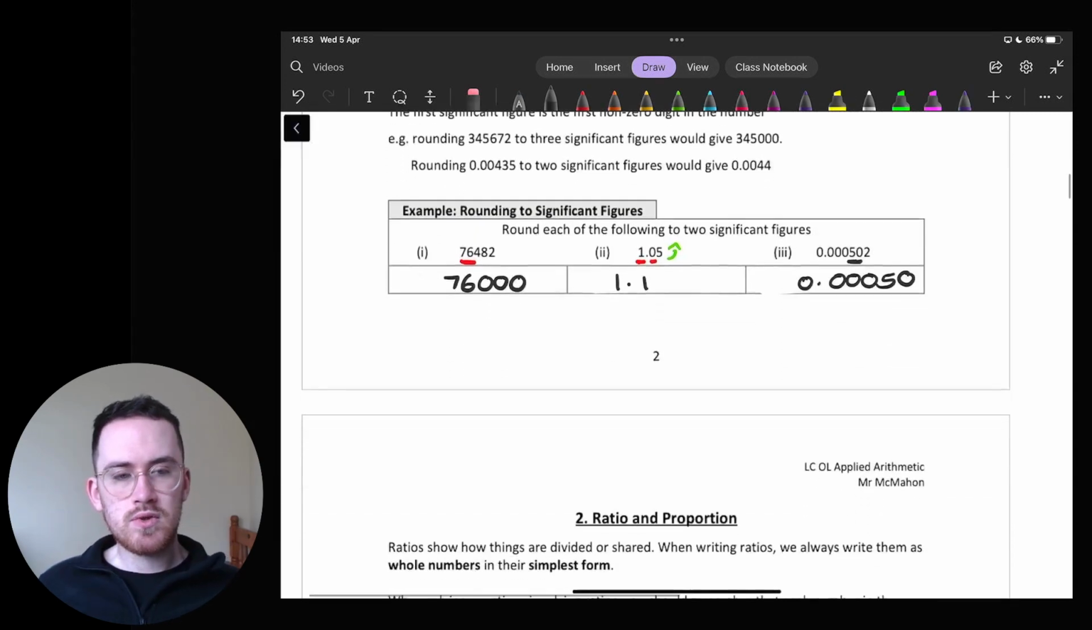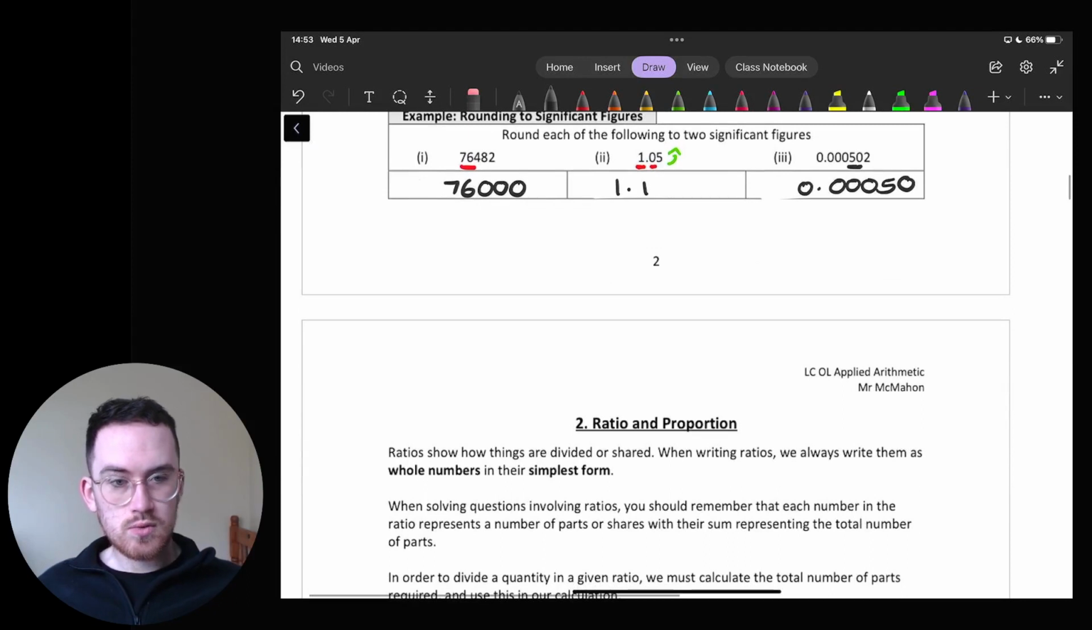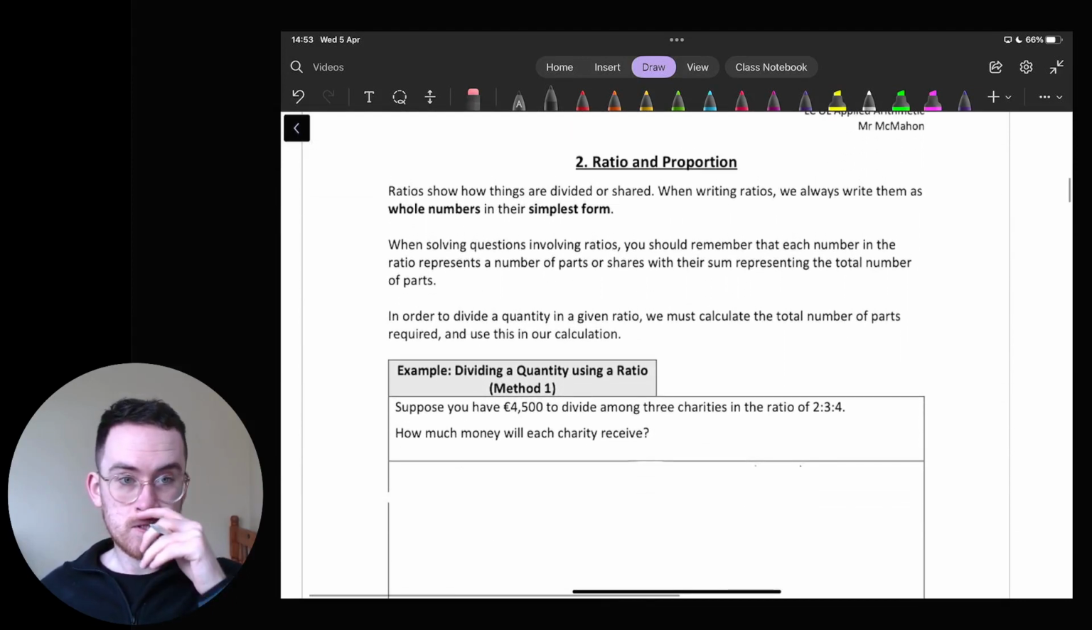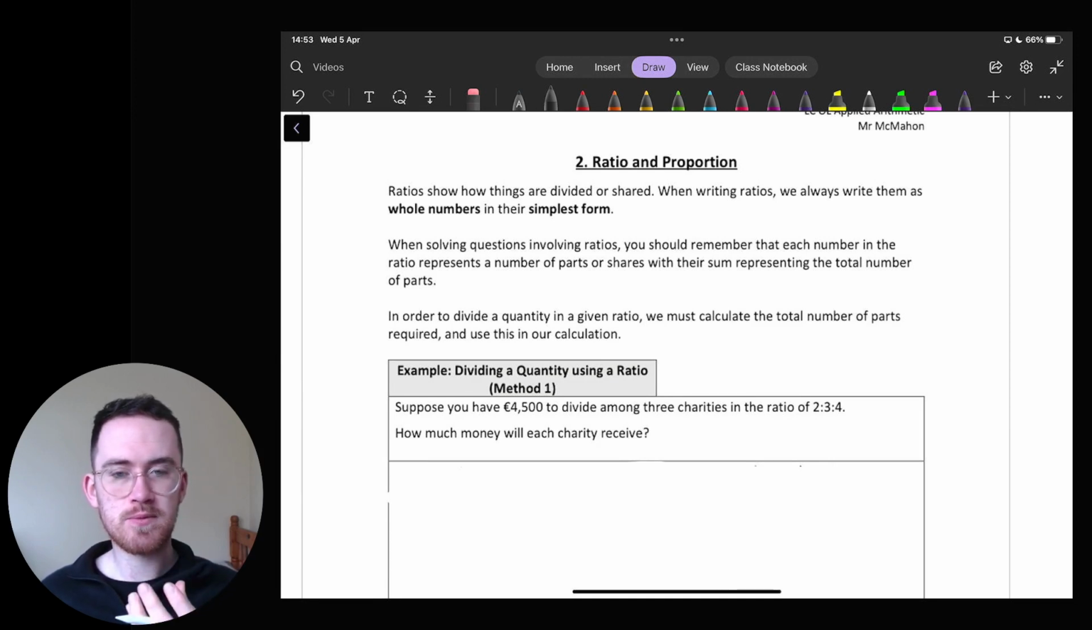Okay, we're going to push on. We're going to kind of get two things together. So we're going to look at ratio and proportion because it's kind of related to our fractions and our decimals as well. So we're going to look at that section in this part too. And I'll put a little note for it here. So ratios show how things are divided or shared. So if we're splitting things out, we might split them out in a certain ratio. So ratios are things like 2:1, 3:2.